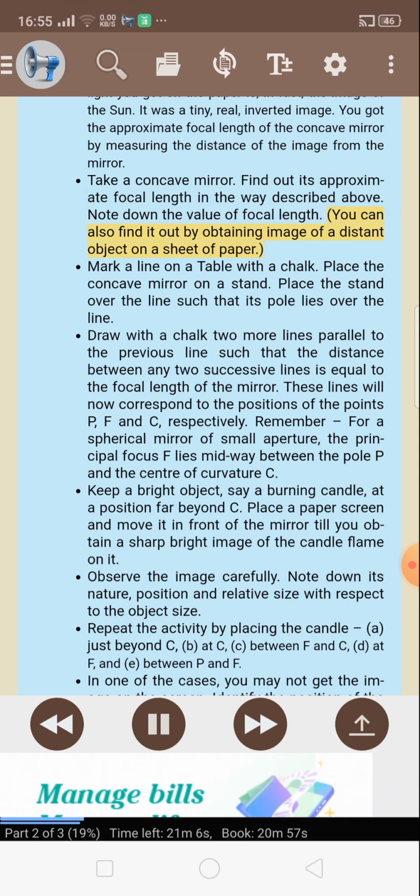You can also find it out by obtaining an image of a distant object on a sheet of paper. Mark a line on a table with a chalk. Place the concave mirror on a stand. Place the stand over the line such that its pole lies over the line. Draw with a chalk two more lines parallel to the previous line such that the distance between any two successive lines is equal to the focal length of the mirror. These lines will now correspond to the positions of the points P, F, and C, respectively.